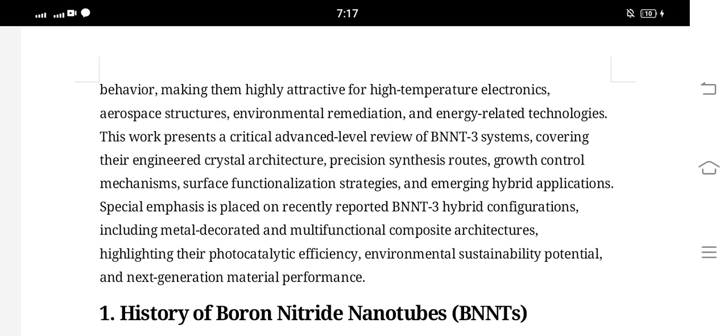Overall, BNNT-3 represents an advanced and application-oriented evolution of boron nitride nanotubes, reflecting a broader transition of boron nitride nanotube research from fundamental synthesis into multifunctional real-world technology.